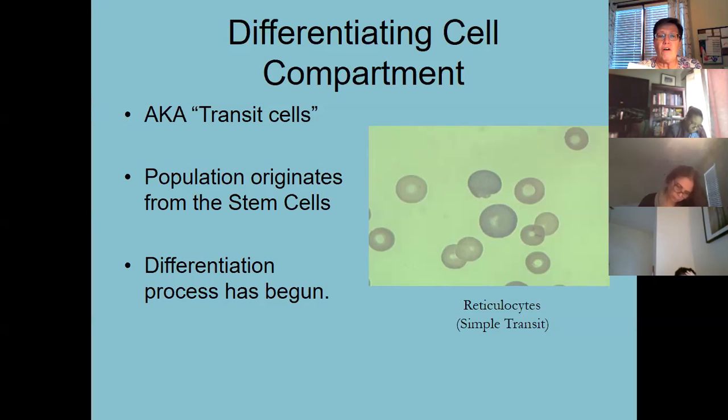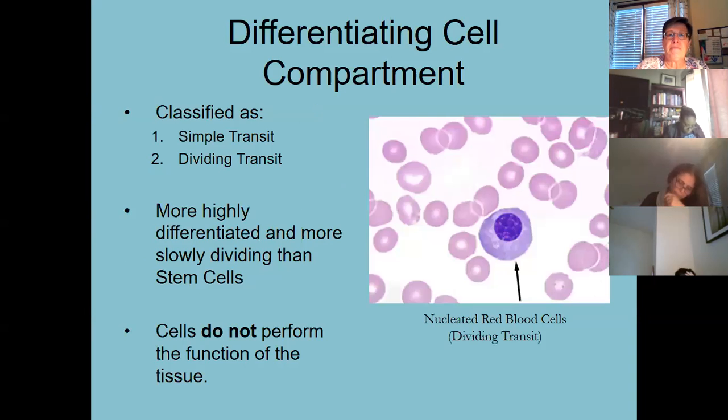So they are no longer simple. They are becoming more complex, and they are also not dividing as rapidly as the stem cells. So they're changing. Some cell populations in the differentiating cell compartment can be classified as simple transit, and others are dividing transit.